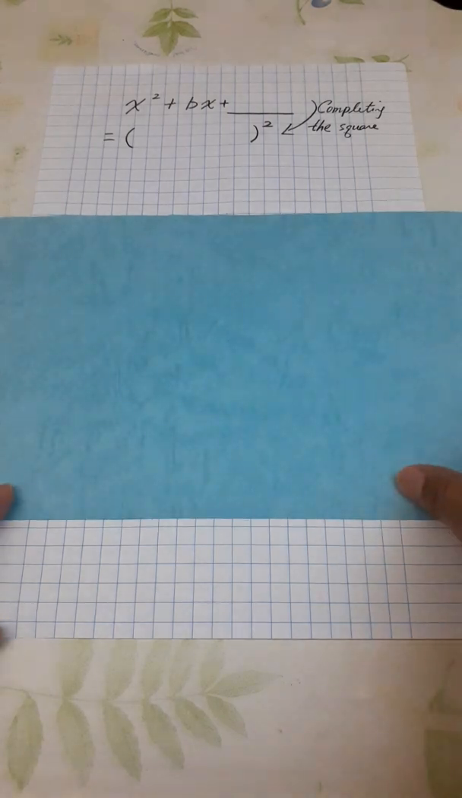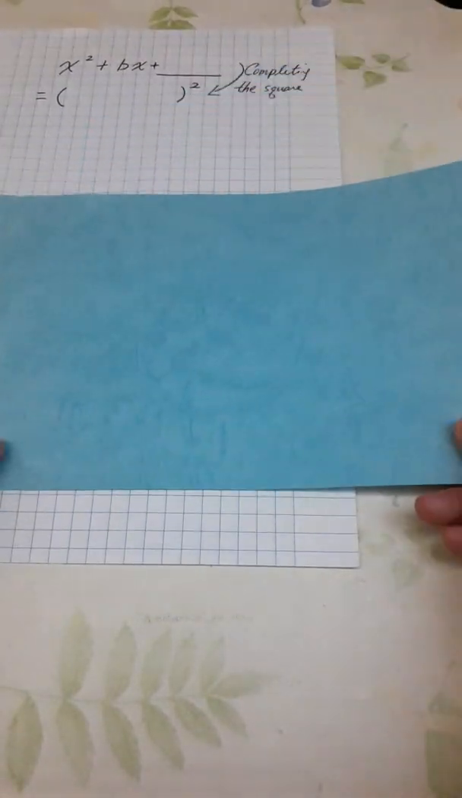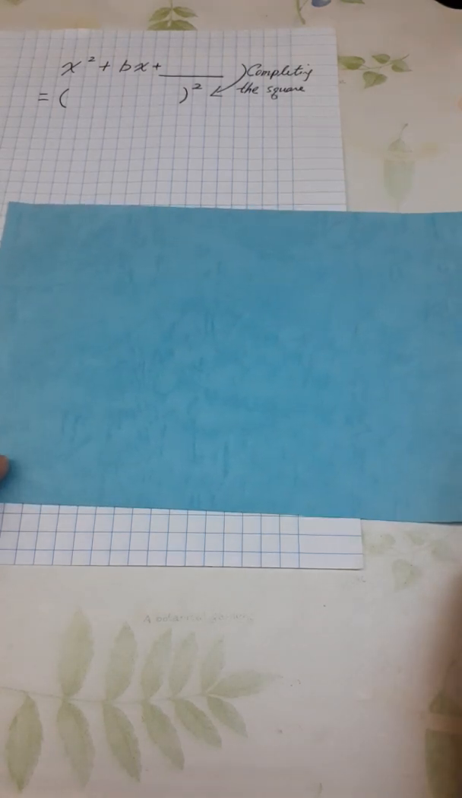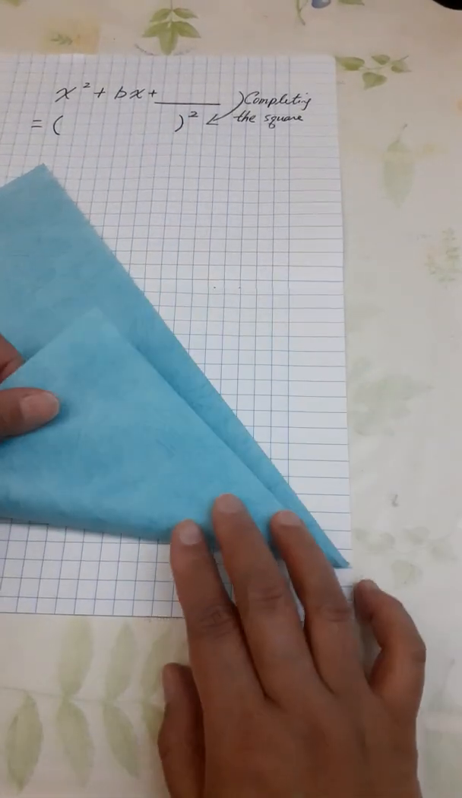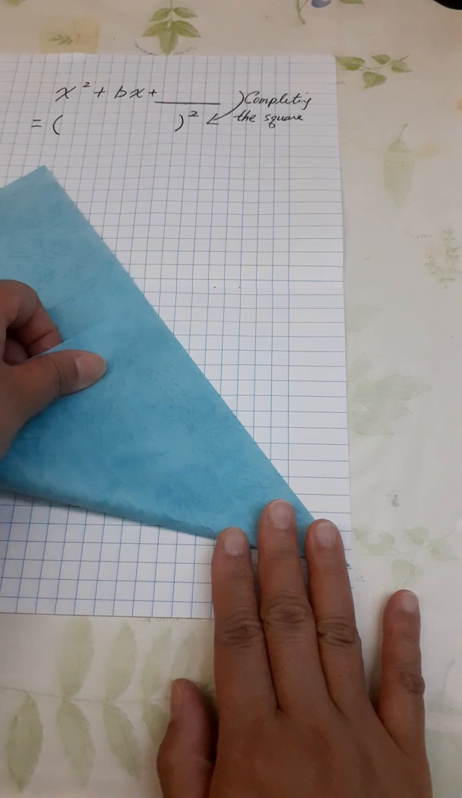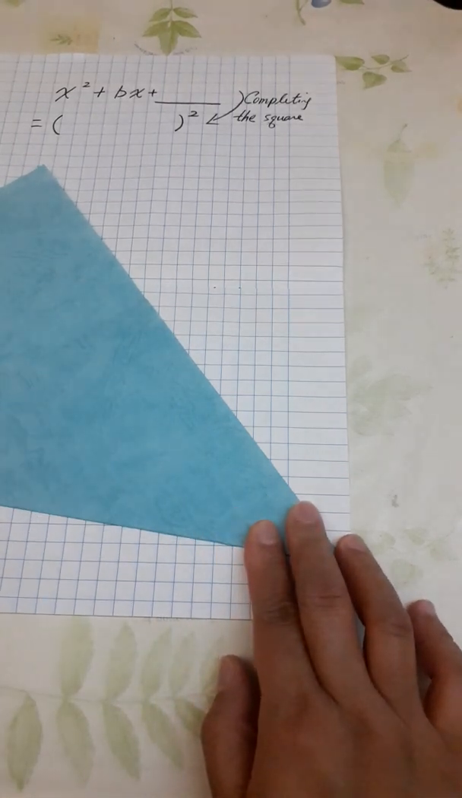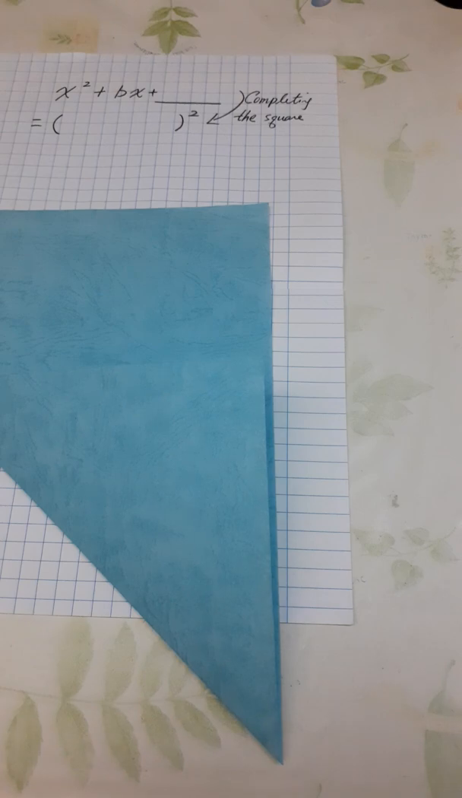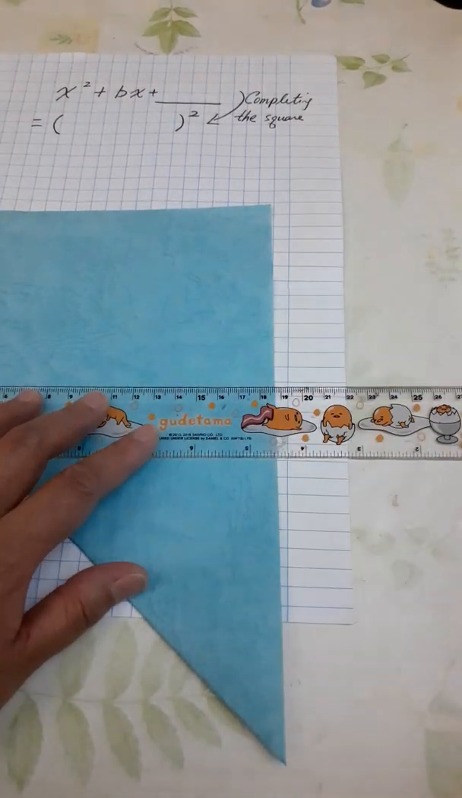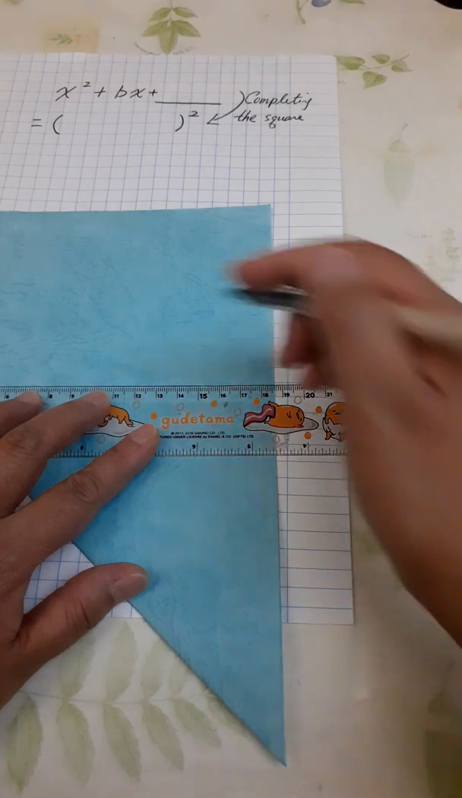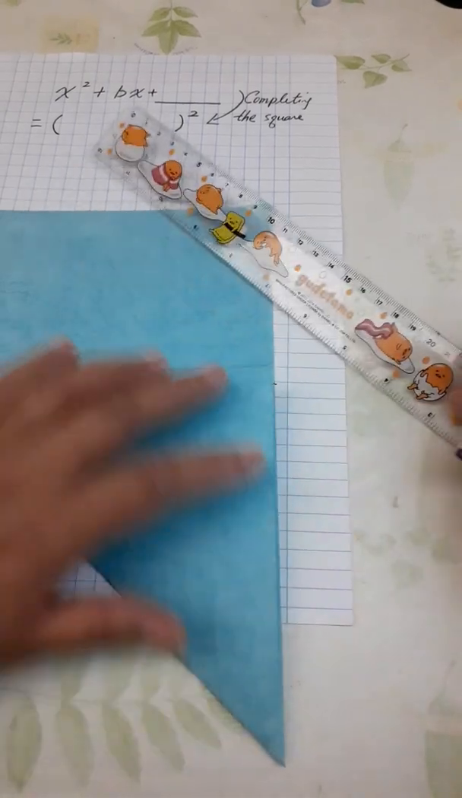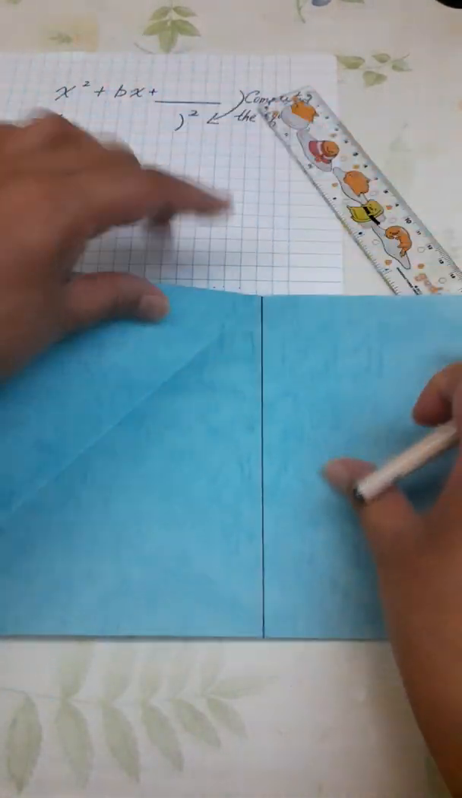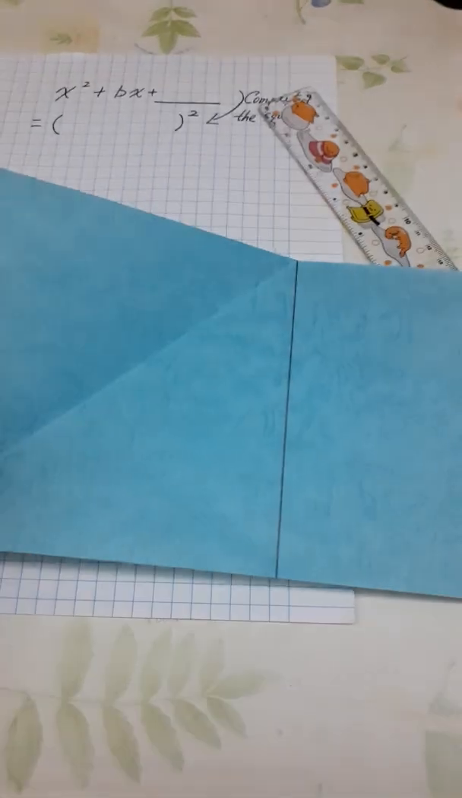Now, you can see that I have a piece of paper which is in rectangular shape. And now I would like to make a square. If you want to make a square, we can fold the paper in this way. And then let me draw the line here so that you can see the square very clearly. Right here. The line should be somewhere here. Now you can see that you have a square here.